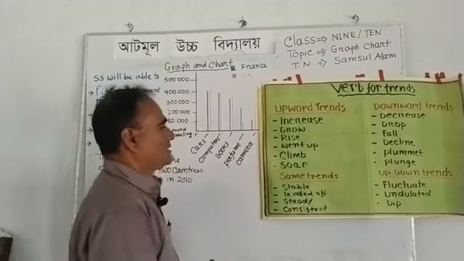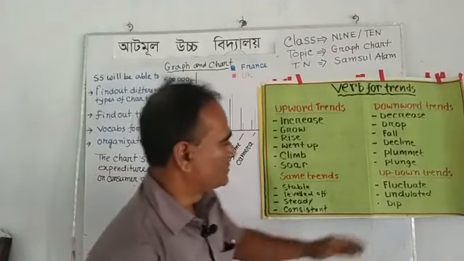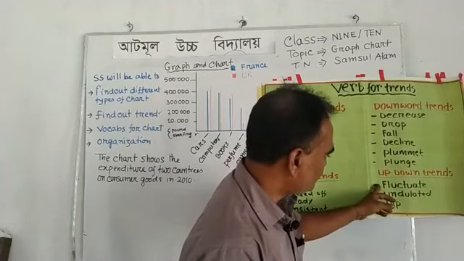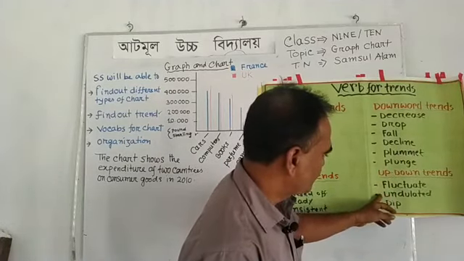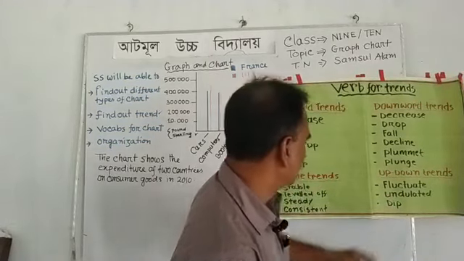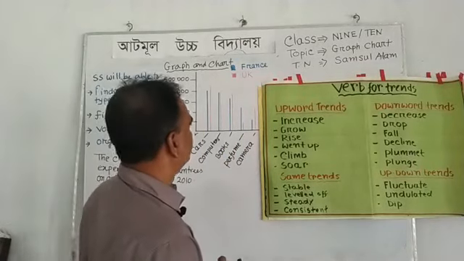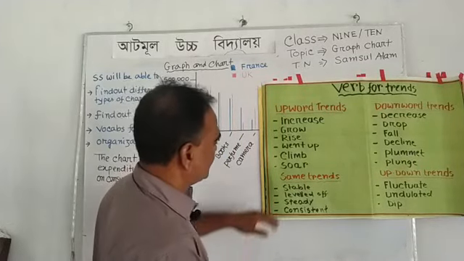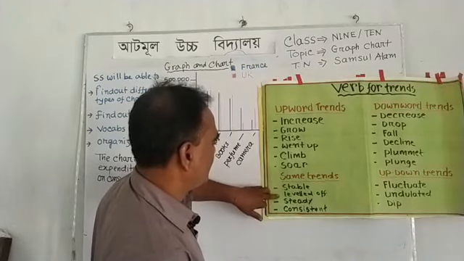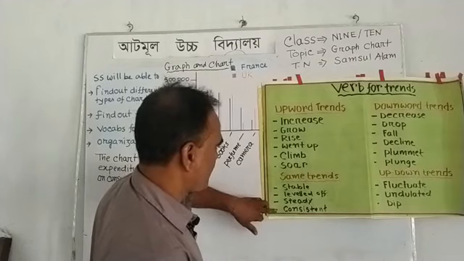And if the trend goes up and down, we will use these verbs to describe the graphs: fluctuate, undulate, dip. And if the trend is the same, we will use this type of verb: stable, level off, steady, consistent.